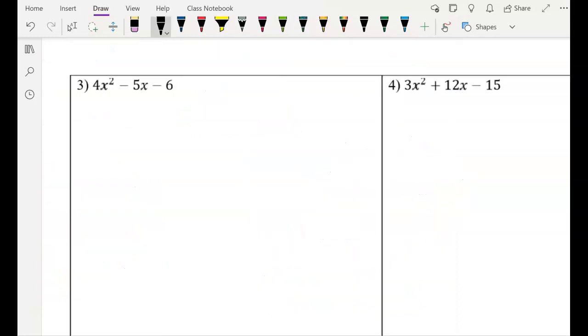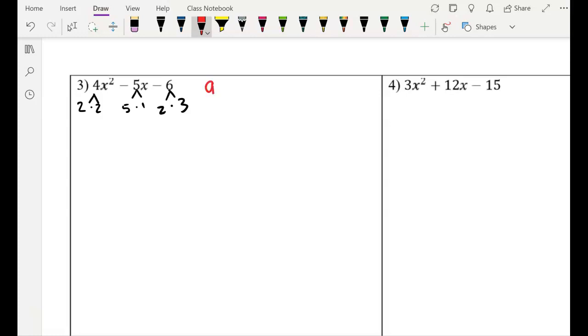Here's our example 3. It says 4x squared minus 5x minus 6. Okay, so guys, let's check for GCF. Looks like we don't have an x in common, but let's check the numbers. 4 is going to be 2 times 2. 5 is 5 times 1, and 6 is 2 times 3. None of these is going to be in common for all of them. So the GCF right now is still 1.